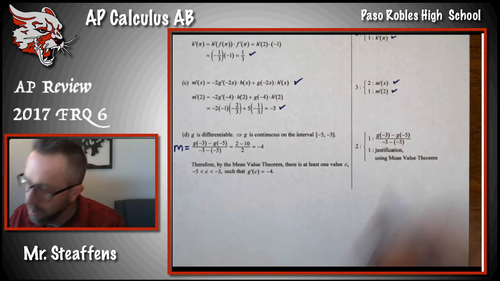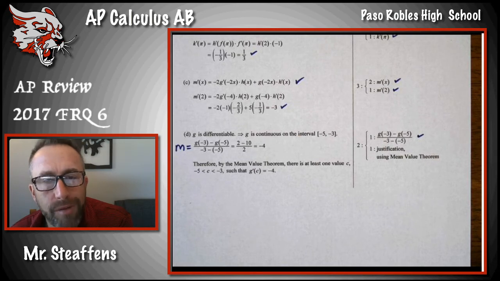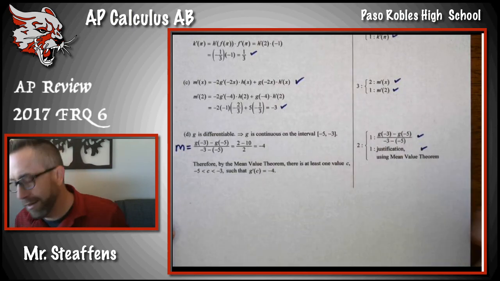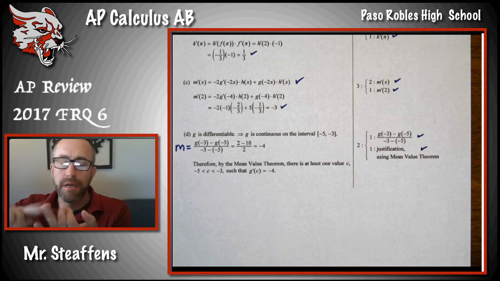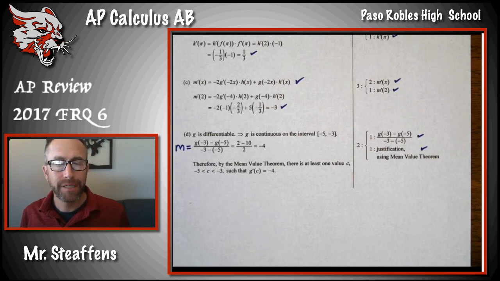You get a point for finding that. And then you have to state, therefore, according to the mean value theorem, there must be at least one C such that that is true. Done. The only thing I would warn you of is you might want to state that it is continuous and differentiable. Those are the things that have to happen for the mean value theorem to occur. But they did not require that, so I guess you're good.